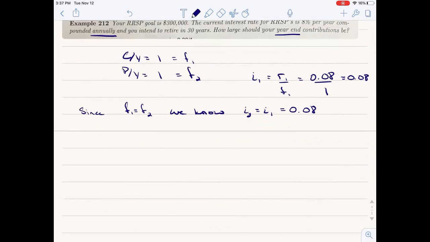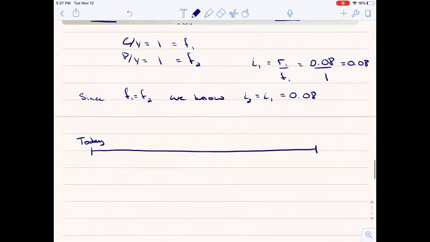So our timeline is a timeline for an annuity. So I'm going to start today, just arbitrarily, and I'm going to retire in 30 years.